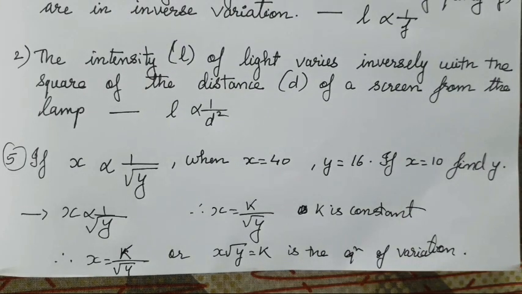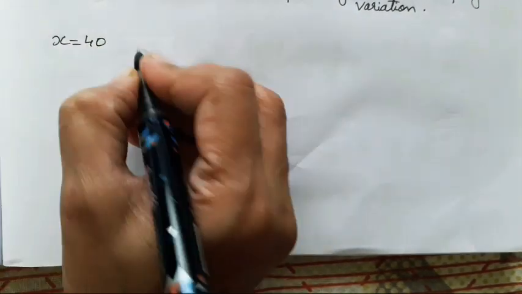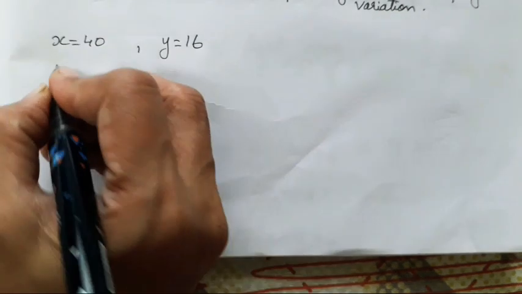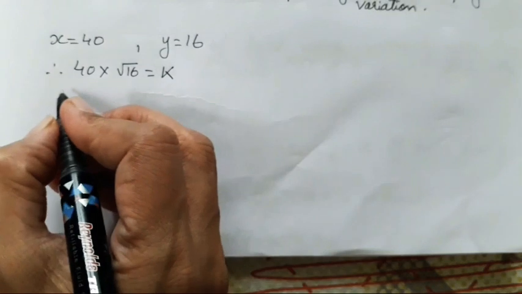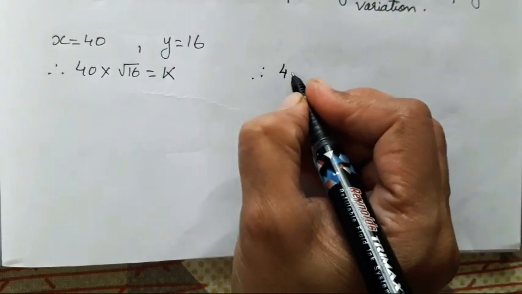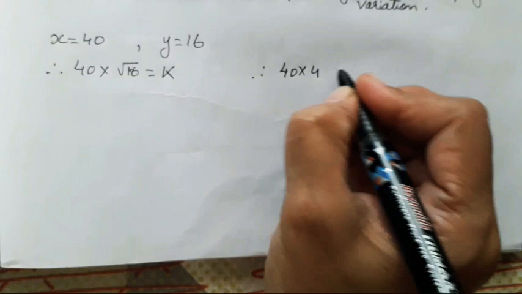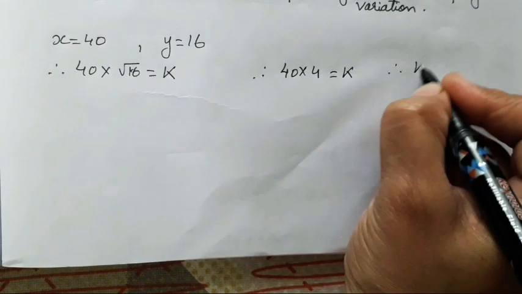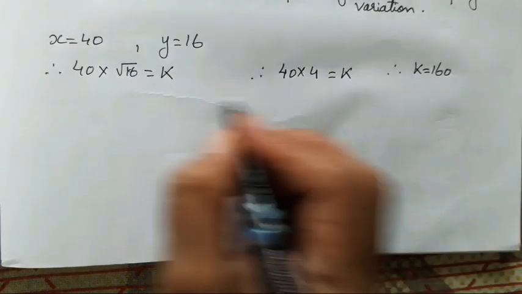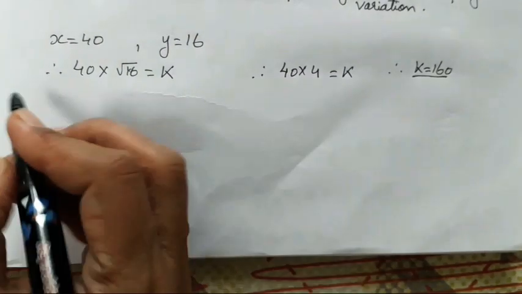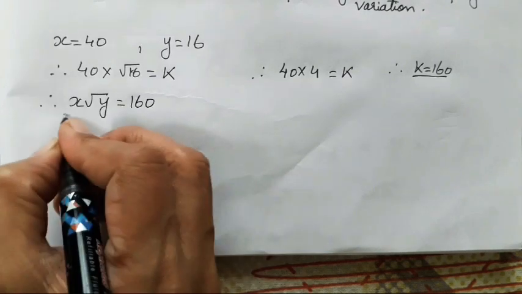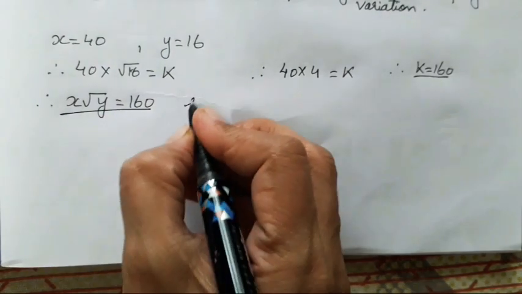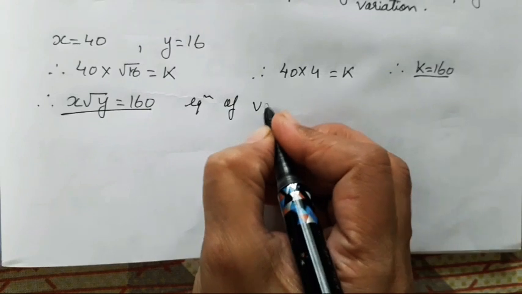Alright, so from the given substitution, x is equal to 40, y is equal to 16. Therefore 40 into root of 16 is equal to k. Therefore 40 into 4, the root of it will be 4, is equal to k. Therefore k is equal to 160, and this is supposed to be the constant of variation. Therefore x root y is equal to 160. In the formula, we got the equation of variation.